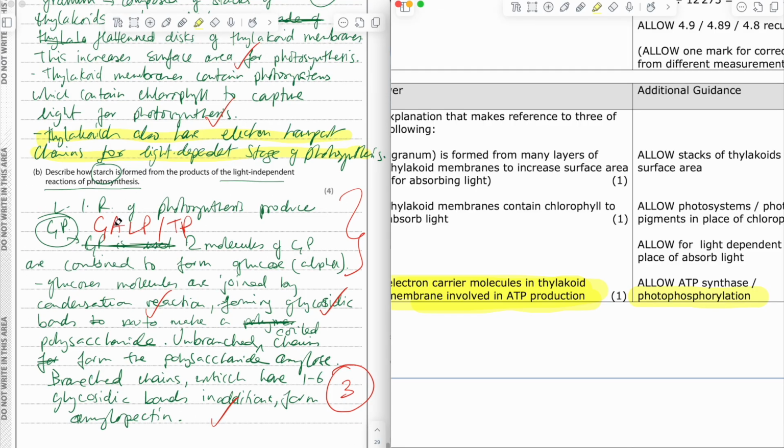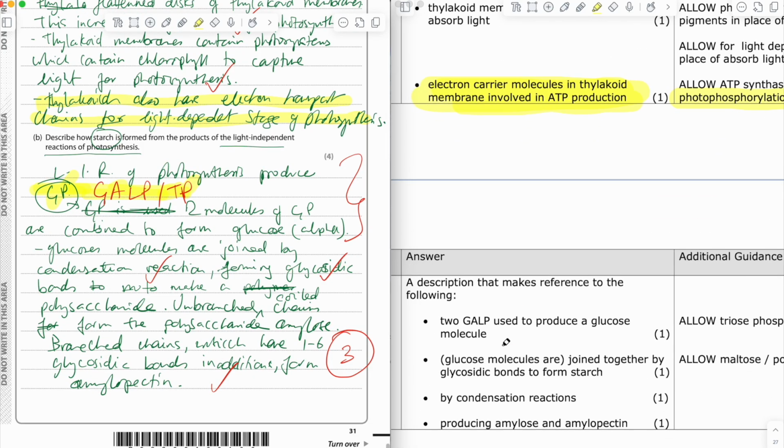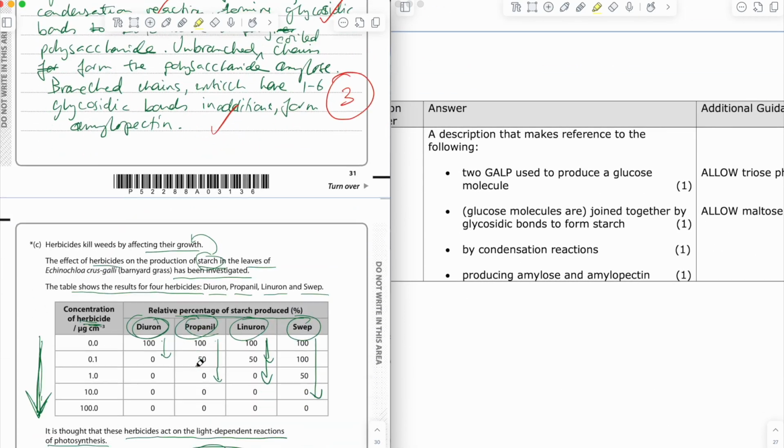Here I tripped up a little bit because I called the intermediate GP rather than GALP or TP. That was just an error. Subsequently, after that, I did get the marks, but I did lose a mark for making that mistake there. So that was supposed to be GALP or TP.